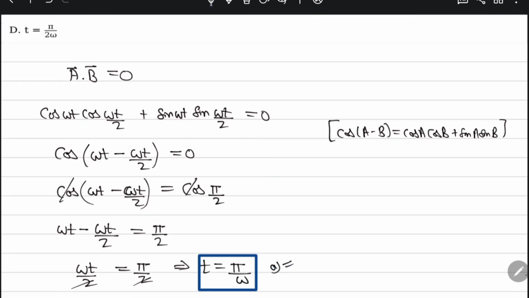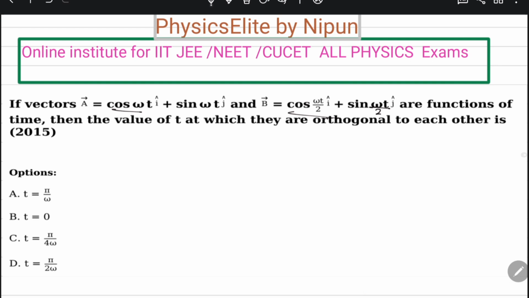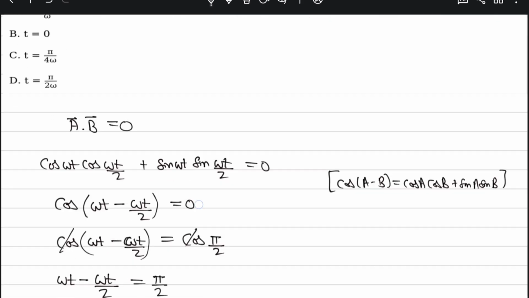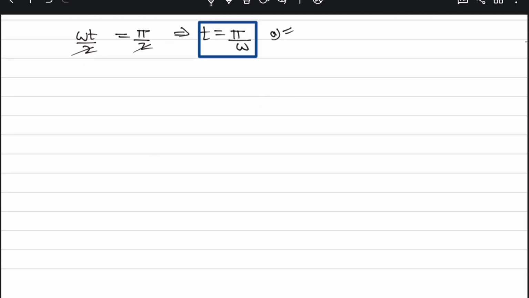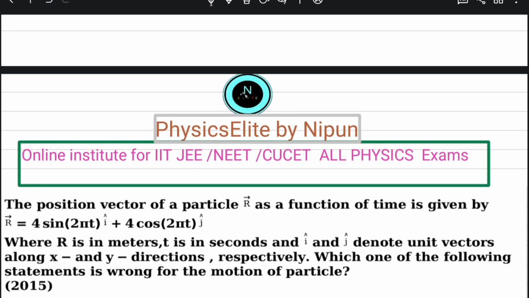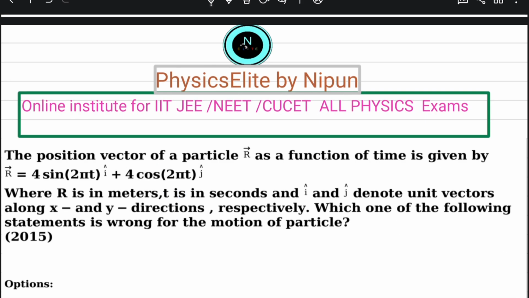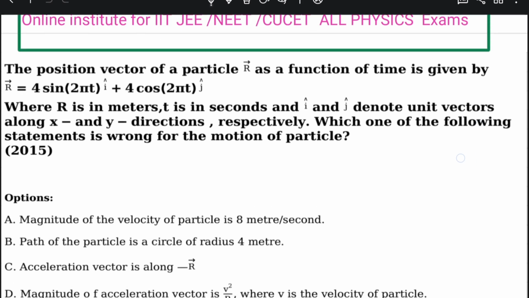Actually, the mistake is in this question. They are saying cos omega t by 2 i cap plus sine omega t by 2 j cap. That's why I think about how this is going to happen and how we can find this. Now getting my point? Understand? Orthogonal means their dot product is 0. Right.